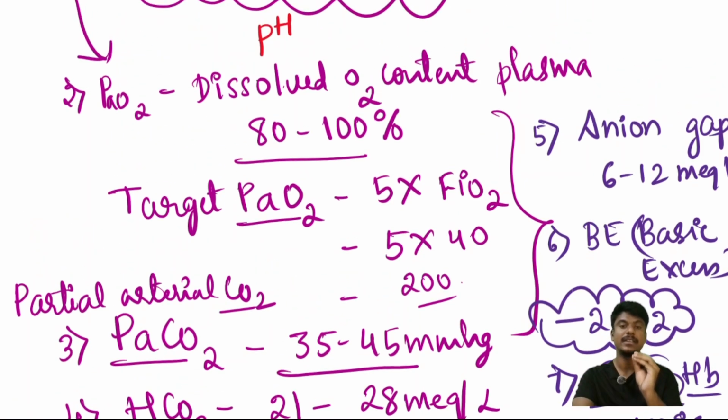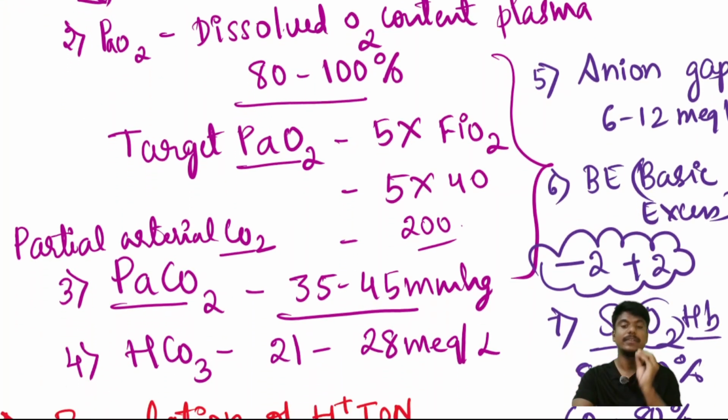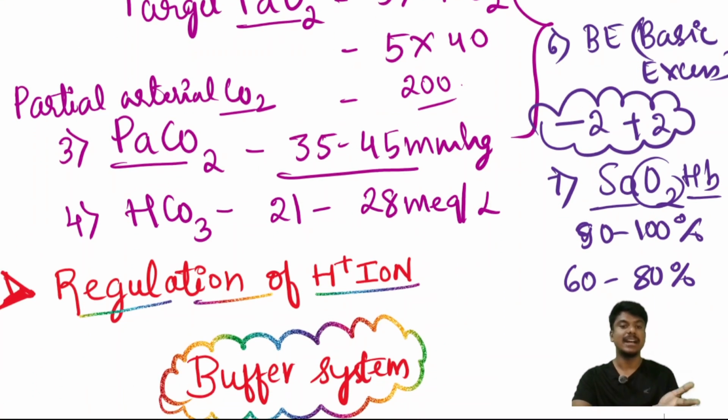Normal pH of blood will be 7.34 to 7.43, and the second parameter is PaO2, meaning dissolved O2, that will be 80 to 100 mmHg, and PaCO2 will be 35 to 45 mmHg. And the fourth one will be the bicarbonate level, HCO3 level. That will be 21 to 28 milliequivalents per liter.